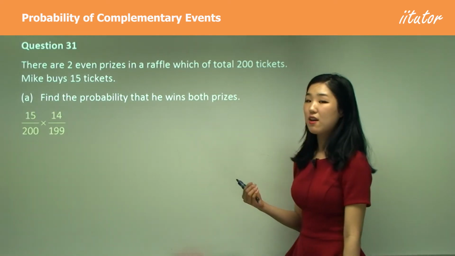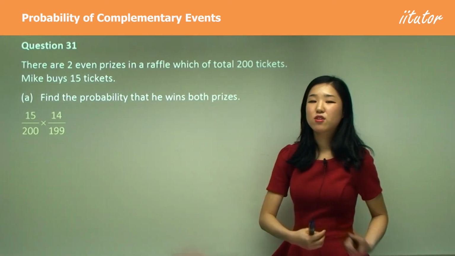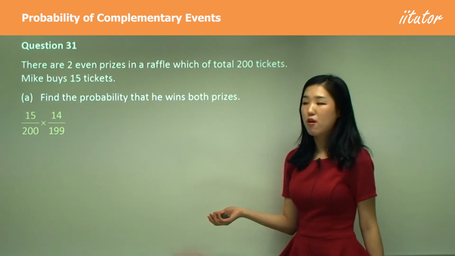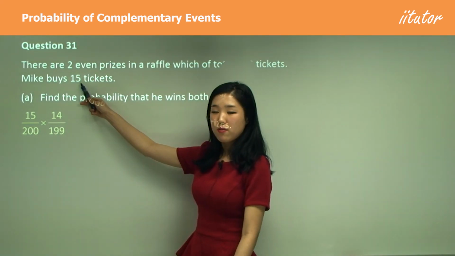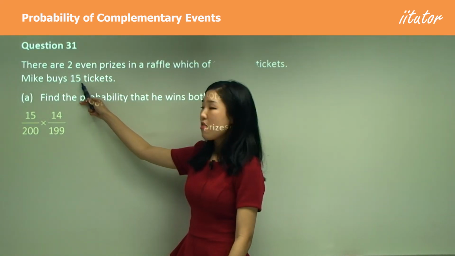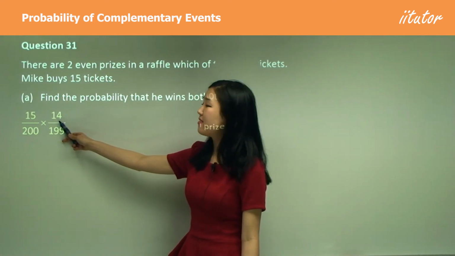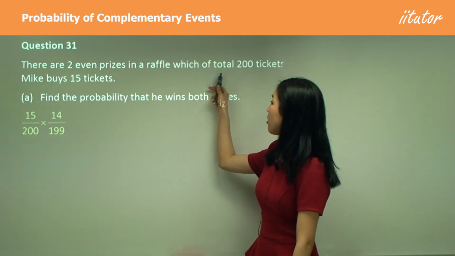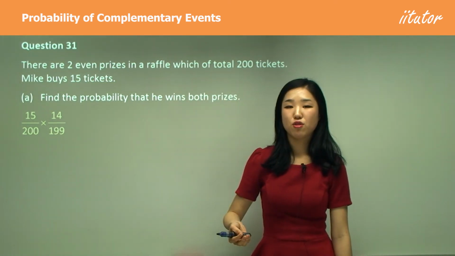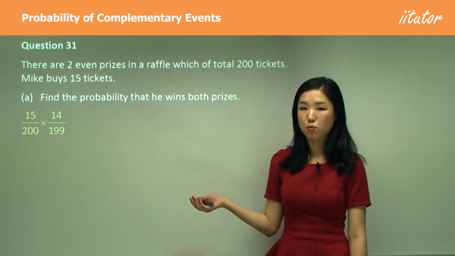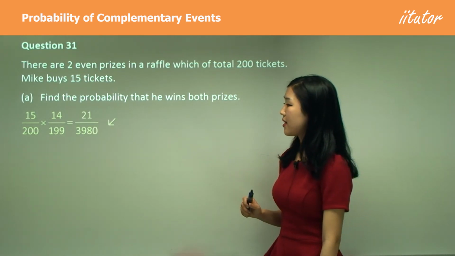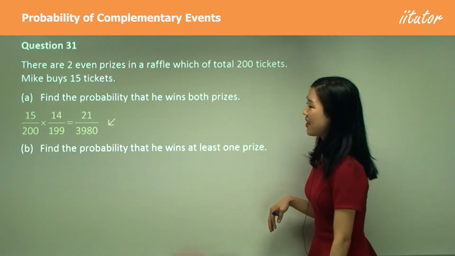It will be 15 out of 200, and when 1 prize is gone, we'll have 1 less prize that we can have. If one of the 15 wins, then we'll only have 14 left that could be possible to be a prize. Because we've already picked one, there'll only be 199 left to choose from. So this one is no replacement, without replacement. So calculate that, that's your answer.